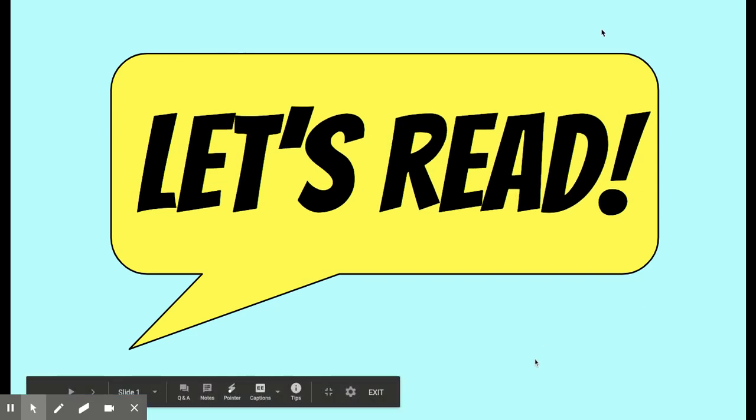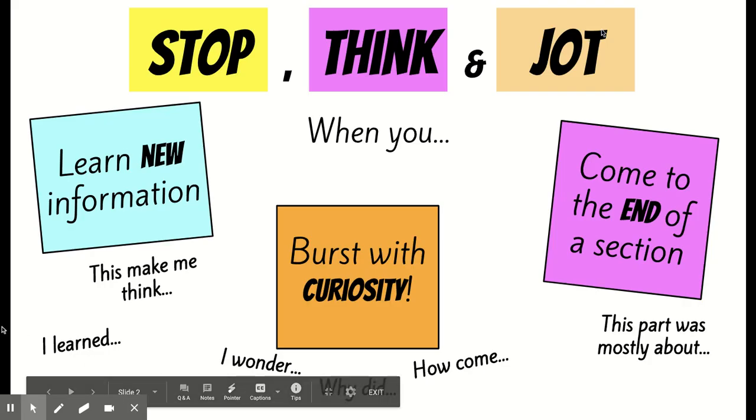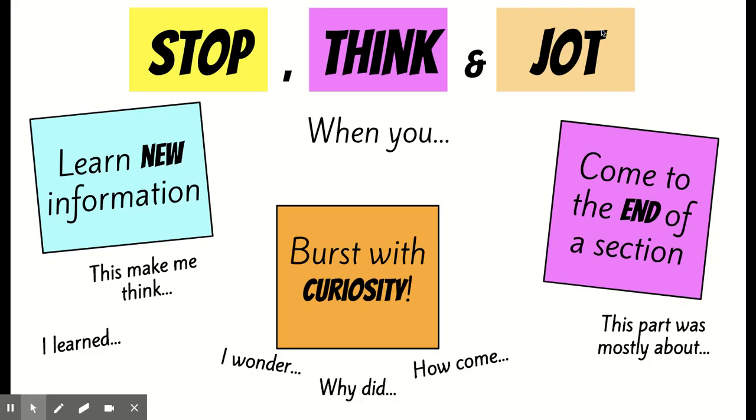All right, let's take a closer look at the anchor chart for today. Today in our strategy, we are going to focus on when we stop, think, and jot. But sometimes as a reader, it's hard to know when do we actually stop and jot while we're reading. So we're going to use this anchor chart to help us. Today, while we're reading, we are going to stop, think, and jot when we learn new information that makes us think about what we learned.